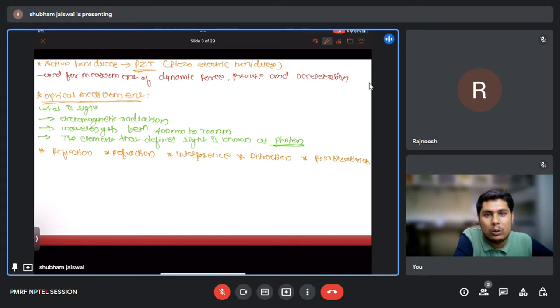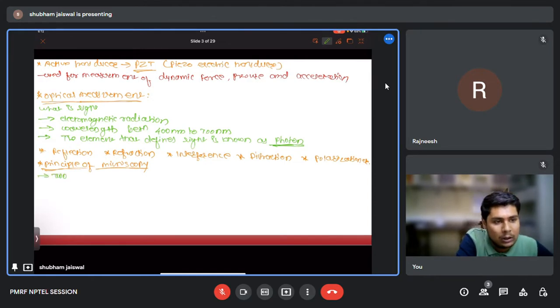After this, we went to see the principle of microscopy, like how the microscope works and what are the different types of microscope that we use in our industries. Okay. So in this principle of microscopy, we have seen that we get a two-stage magnification in the microscope. One is through your objective lens, and the second one is through your eyepiece.